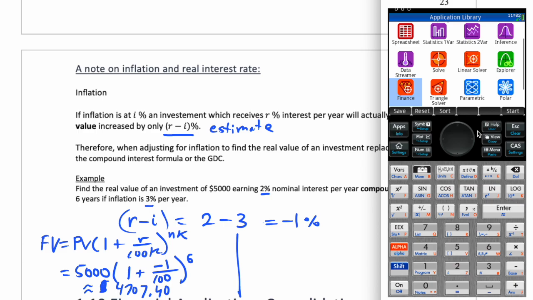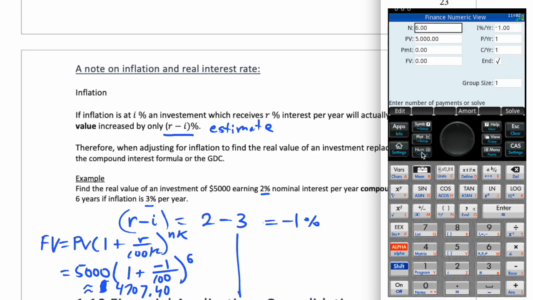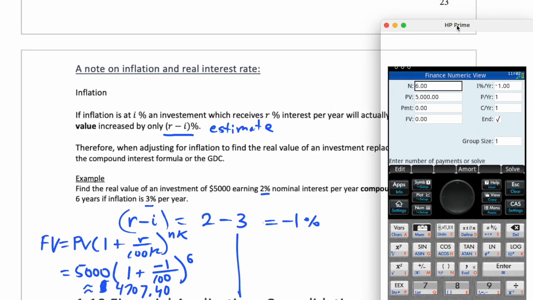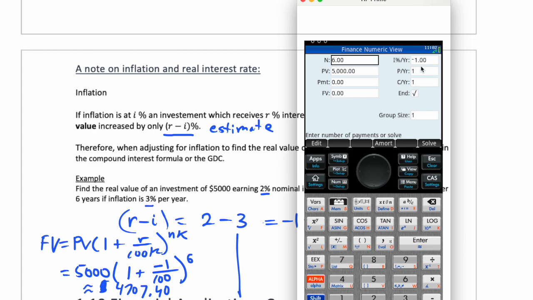So let's use the finance app to solve this. We got 6 years, negative 1 is the interest rate. Payments per year is 1. Present value is 5,000. There's no payments going on here. We're just looking for the future value. So we can click on solve, and it gives you the future value of $4,707.40.